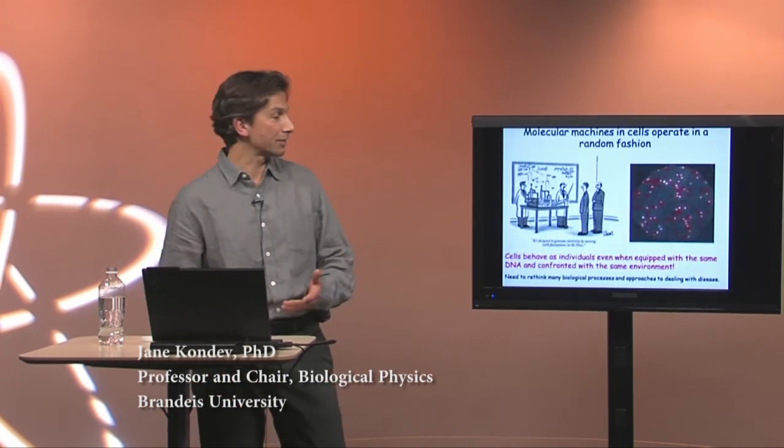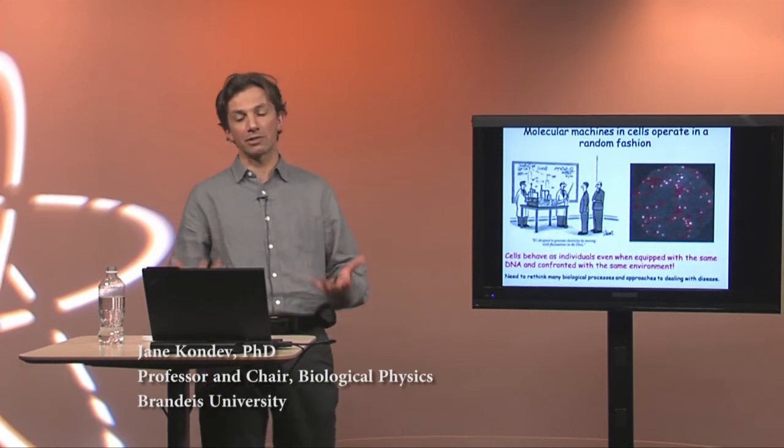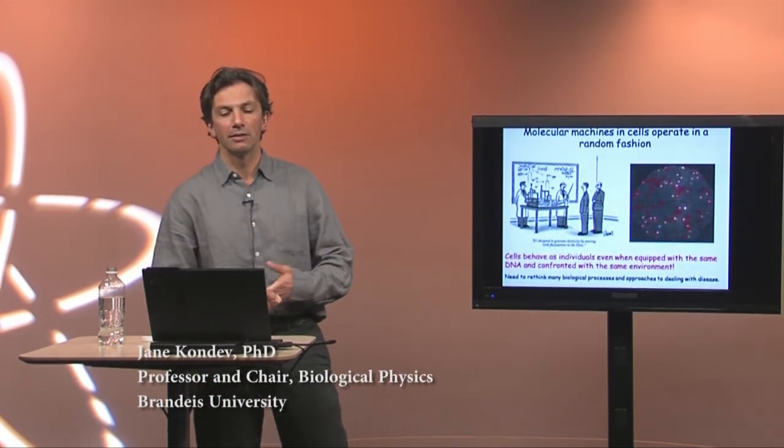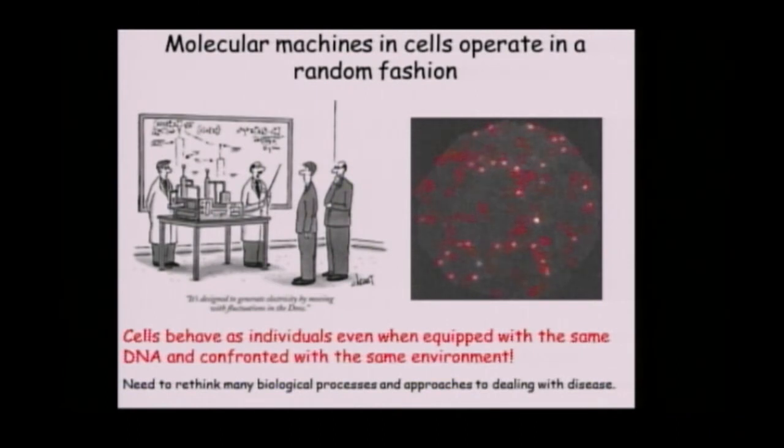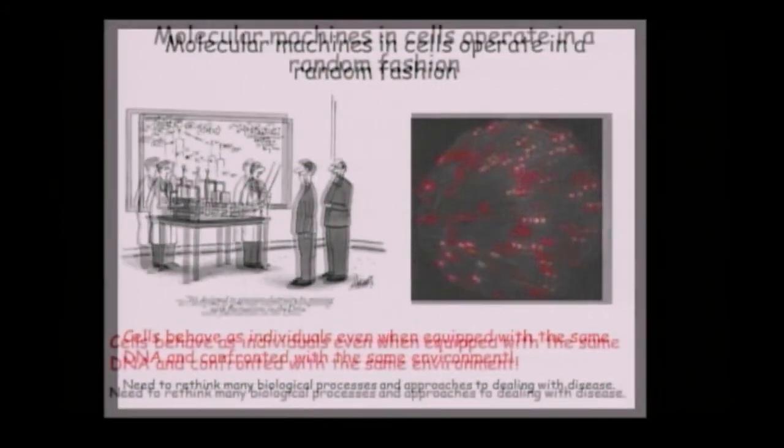So I'm going to stop here. What I hope to have described for you is that the molecular machines that determine cellular fates, that determine how a cell behaves, operate in a random fashion. And because of that, each cell is an individual. This is really reformulating the way we think about living things. It's also making us rethink very important things like therapeutics for diseases such as tuberculosis, and also makes us rethink how to attack cancer.